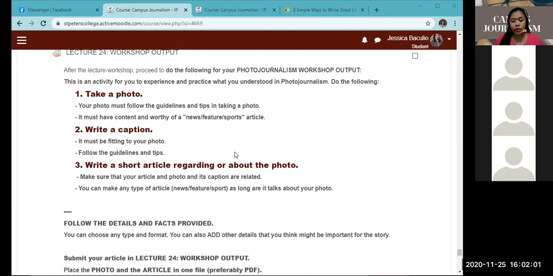Number three, write a short article about the photo. Make sure that your article, photo, and its caption are related, of course. You can make any type of article, news, feature, or sports, as long as it talks about your photo. All right. Questions.